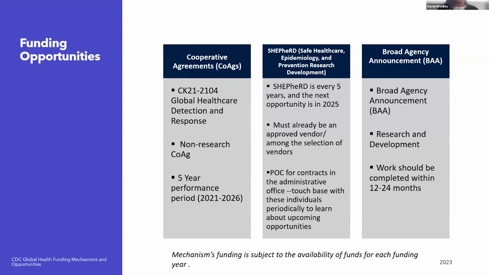Our contracts also focus on the research work that we do. So the BAAs are focused around research and development. They also have a shorter time period of performance. So where a COAG is 5 years, for us, a BAA or a Shepherd contract is going to typically be between 12 and 24 months. So we also use this information for the work that we do to determine what type of mechanism we want to fund based on some of those things, like what are we looking at doing, research or non-research, time period of performance, things like that.